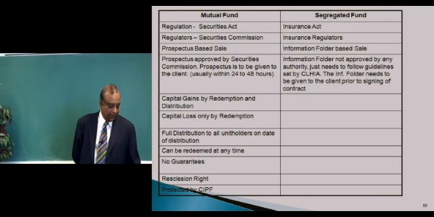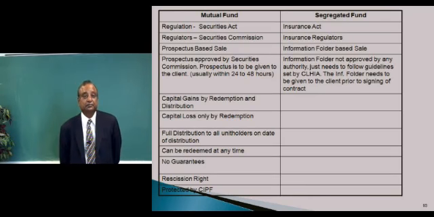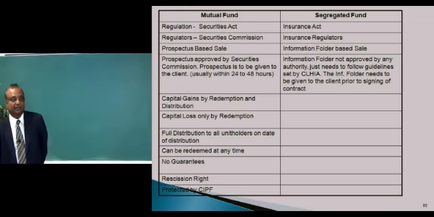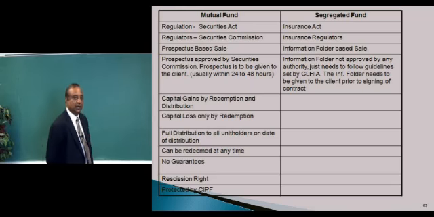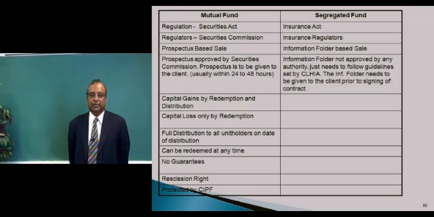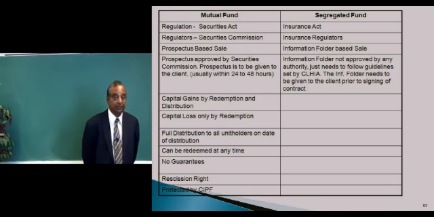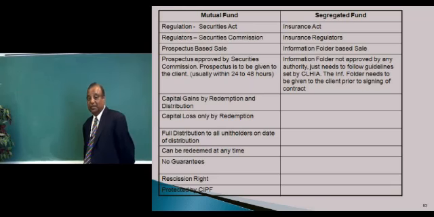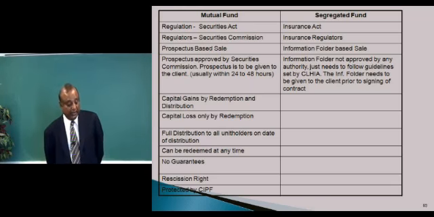On the other hand, we have the segregated fund. Segregated funds are regulated by the Insurance Act, and the regulators are the insurance regulators. The sale is based upon an information folder. The information folder is not approved by any authority. The insurance company can basically publish it and distribute it. But the information folder needs to be given to the client before signing of the contract.